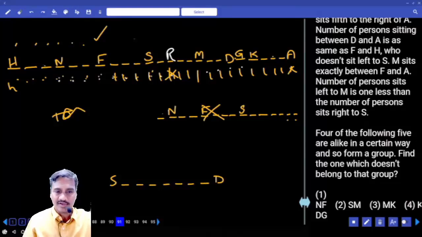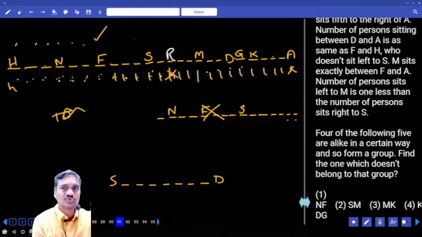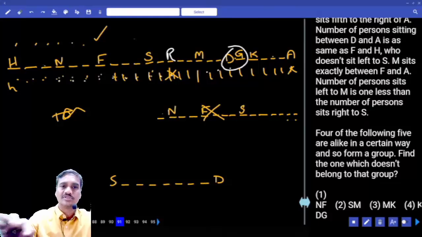Then, N and F. F is to the left of N, and M is to the left of S, and K is to the left of M, and A is to the left of K, and G is to the left of D. Except D and G, in the remaining pairs they are not seated together, but in choice 4, D and G are seated together. Done?